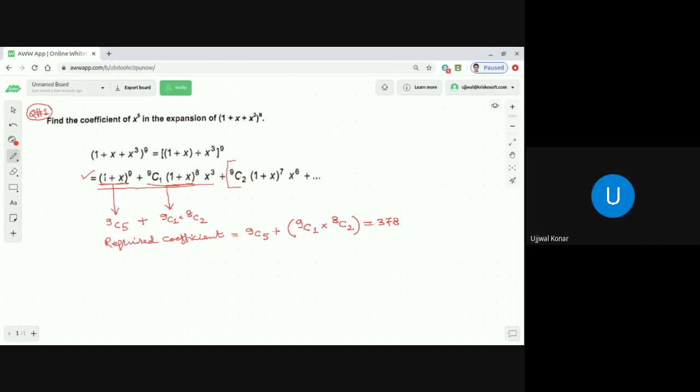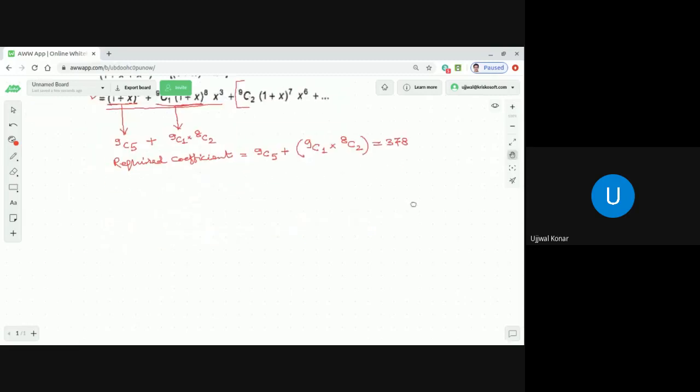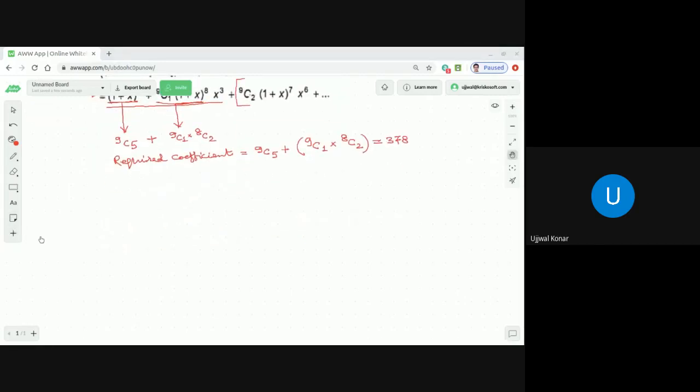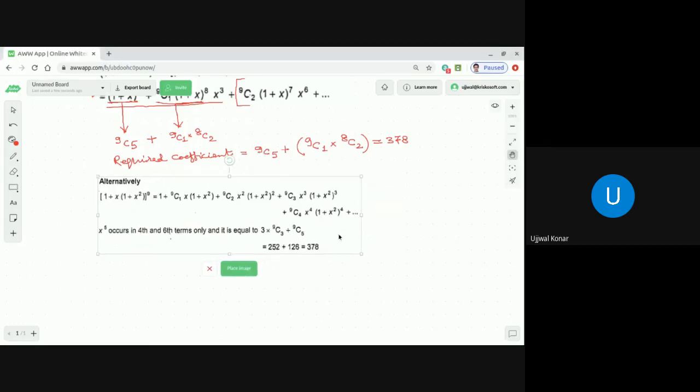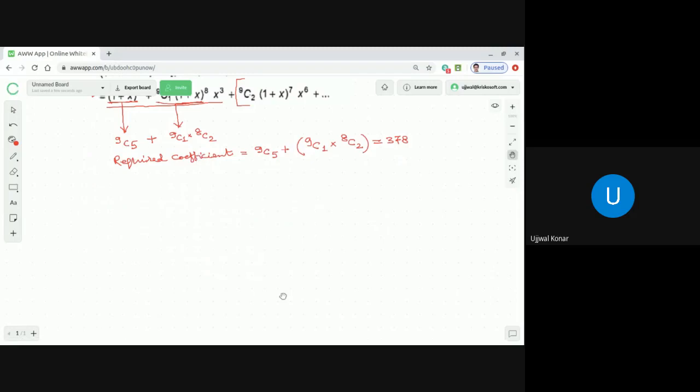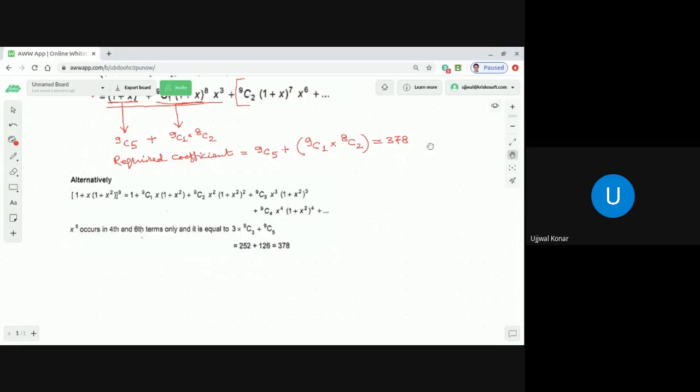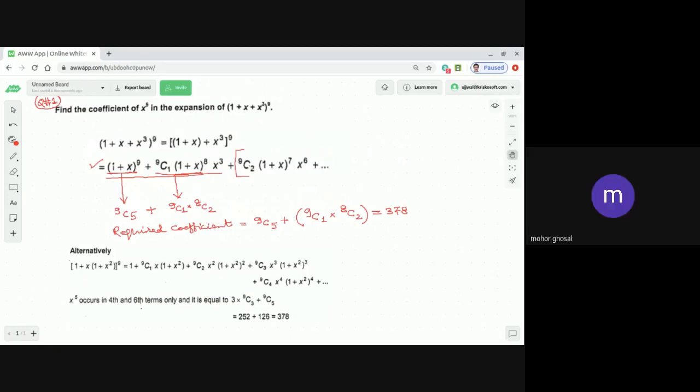Right? And there is an alternate approach also. What is the alternate approach? That alternate approach is a little complicated, but you can think in that way also. Let me share that solution as well, so that you also get a different perspective. If you look into it, dear students, it is the same expression, 1 plus x cube, that we are writing as 1 plus x into 1 plus x square, whole power 9.